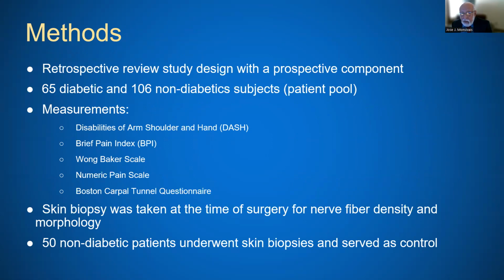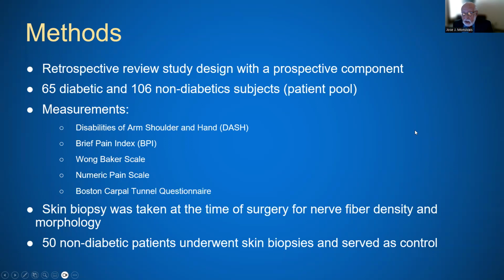Measurements used for the outcome were the Disabilities of the Arm, Shoulder, and Hand, or DASH, the Brief Pain Inventory, or BPI, which measures pain as well as a multi-dimensional assessment. The Wong-Baker scale and numeric scale are pain scales. We also used the Boston Carpal Tunnel Questionnaire.